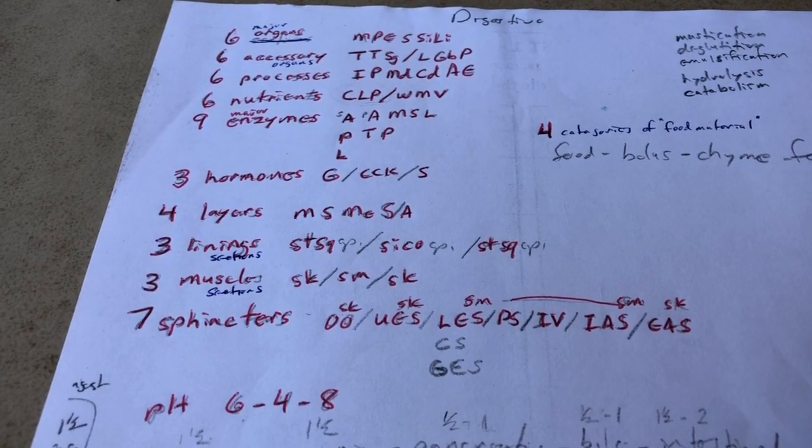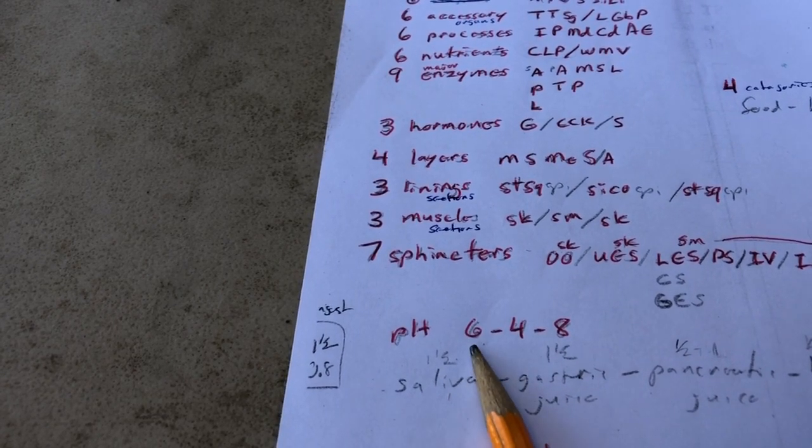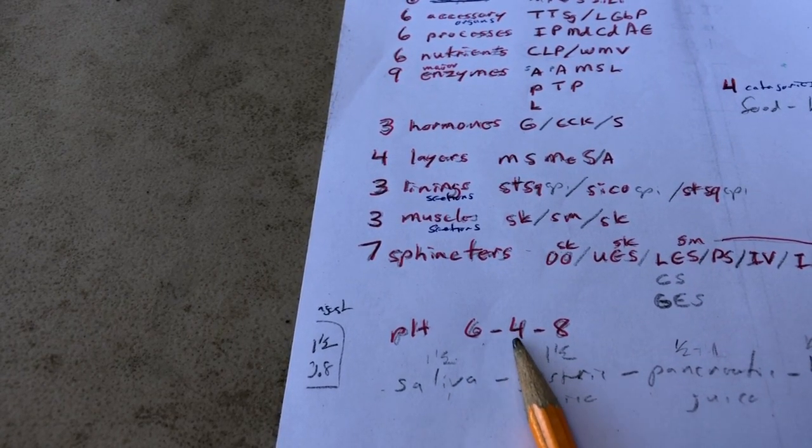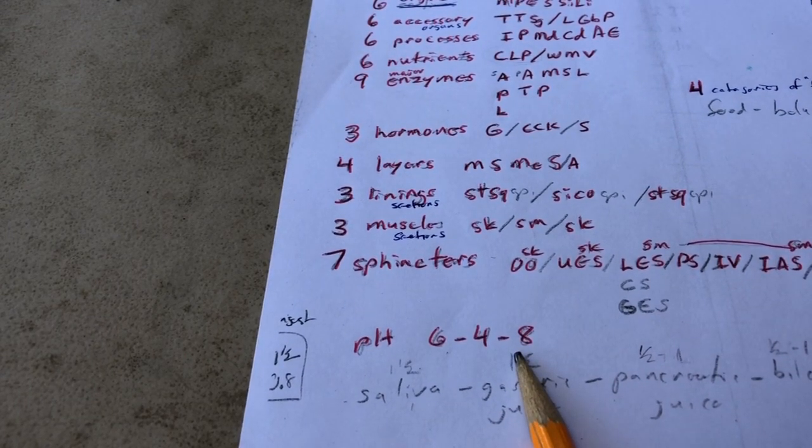Other little things to keep in mind are the pHs we're looking at. Around the mouth, it's around 6, and the stomach's about 3 to 4. And inside the small intestine, it's 7+, so around 8-ish.